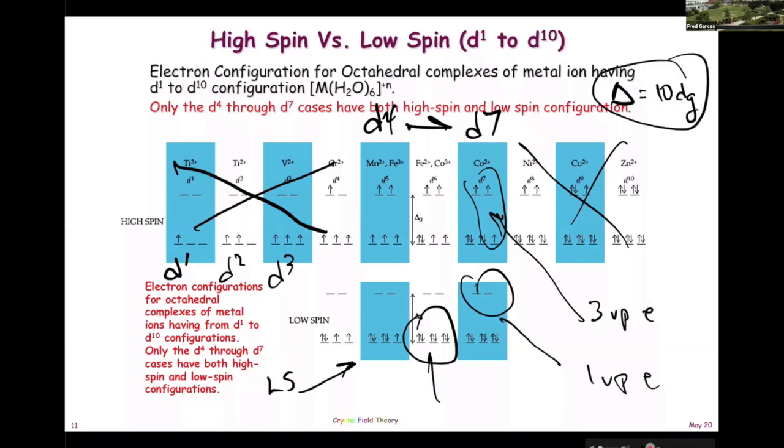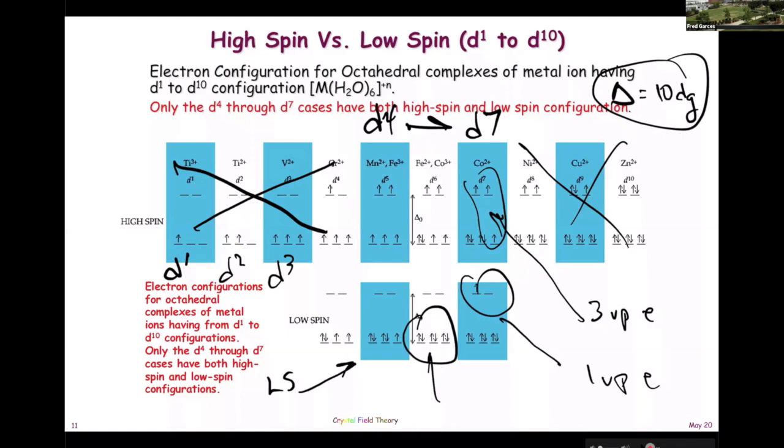The specific value for delta, it's also called 10 Dq. It's measured experimentally. What you need to do is you just have to size it relative to another chemical. You don't have to worry about doing that calculation. And these things are going to vary from small gradually to large.